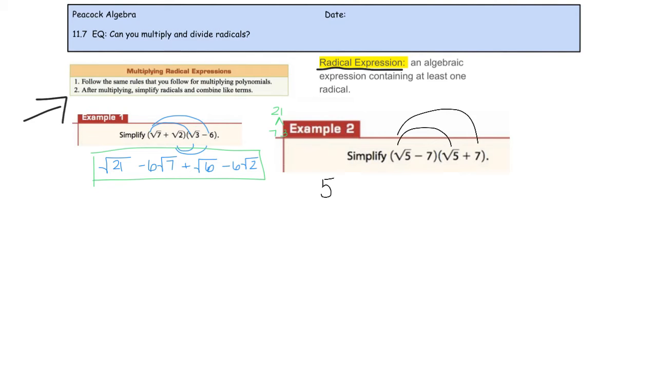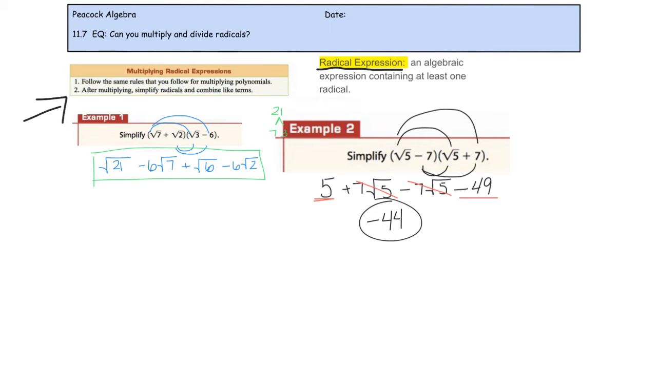Outer, square root of 5 times 7 is 7 square roots of 5. Inner, negative 7 times the square root of 5 is negative 7 square roots of 5. And last is negative 7 times positive 7, which is negative 49. Combine like terms. Look at this. This positive 7 square roots of 5 and this negative 7 square roots of 5 cancel out. This 5 and this negative 49 will combine together to give me negative 44. So that's the simplified answer for example number 2.